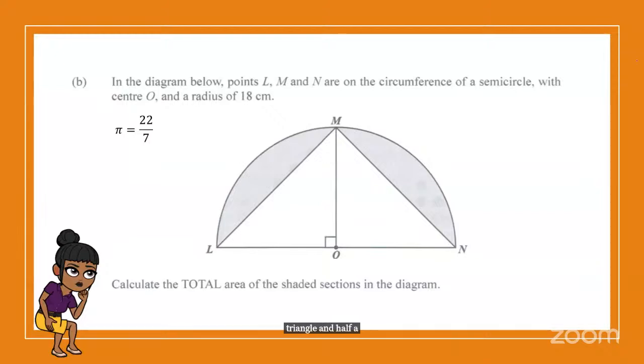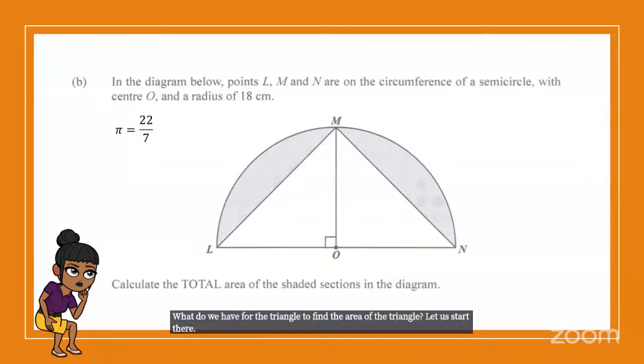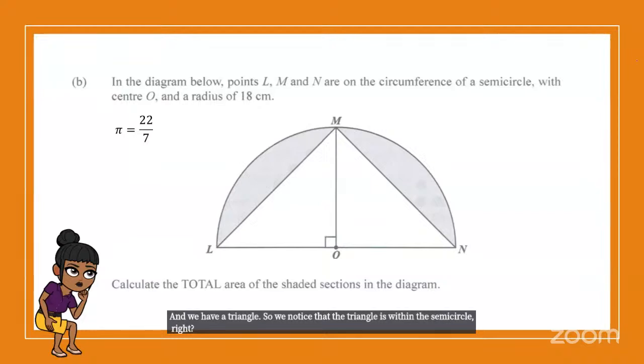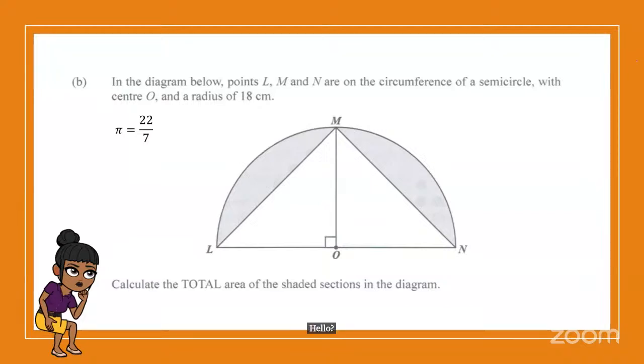What do we have for the triangle to find the area of the triangle? Let us start there. You have 90 degrees and the radius. All right, wait, let us back up. You said we have a semicircle and we have a triangle. So we notice that the triangle is within the semicircle, right?